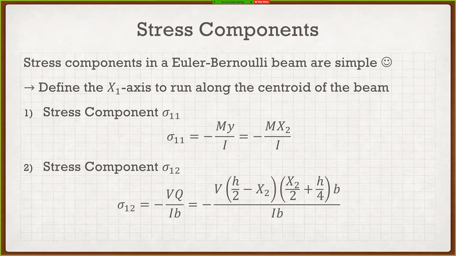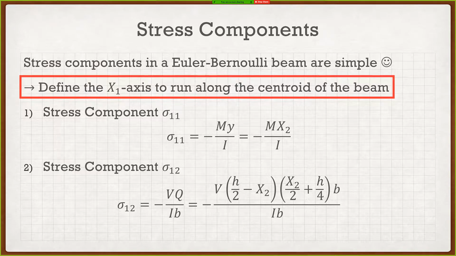Well, how about the stress component sigma 1,2? Again, it's a very simple formula where sigma 1,2 is equal to negative VQ divided by I times b. However, since we defined our x1 axis to run through the centroid of this beam, it can be simplified into negative V, which is the shear function, again found in part A, multiplied by h over 2 minus x2, where h is the height of the beam, multiplied again by x2 divided by 2 plus h over 4, and then multiplied by b, where b is the in-plane thickness. So if we had it in 2D, it'd be that thickness into the page. And then we divide this by Ib, where of course I is the moment of inertia, and b is that in-plane thickness. As we can see, after we have our moment function and our shear function, both the stress components sigma 11 and sigma 12 are actually pretty easy. We just have to plug and chug all the way through.